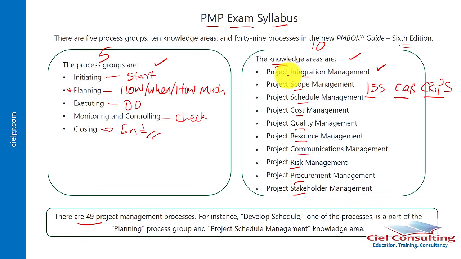So PMI is basically saying this is the knowledge that you need to have to enable you effectively carry out your project in this particular order. And that's exactly what these 10 knowledge areas represent. And then also you talk about the 49 processes.